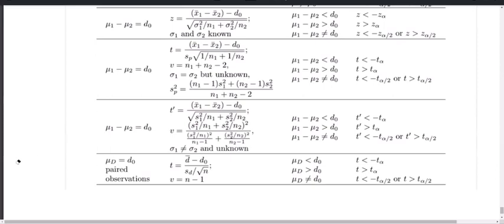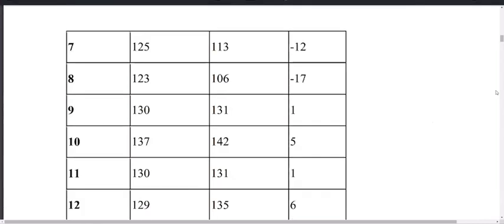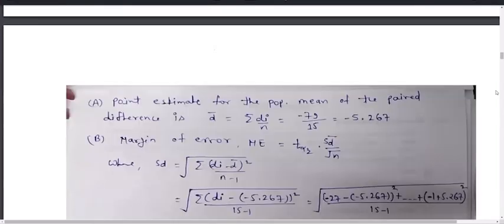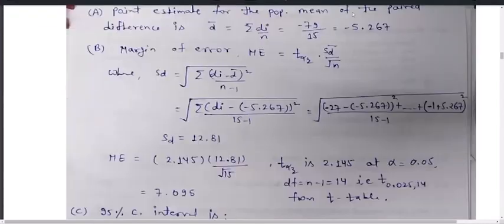Okay, so I'm going to go back to the question I was solving the other time, because of my time. They ask you about the mean. We've gotten the mean. This is the mean of the difference. And they ask you about the margin of error. What is the margin of error?